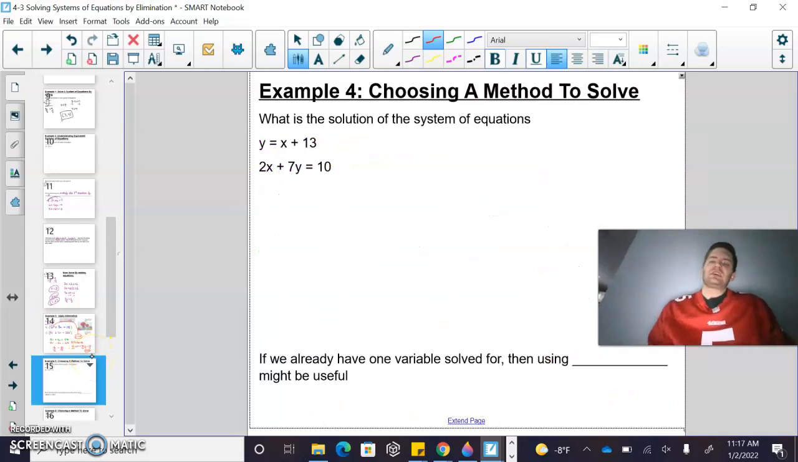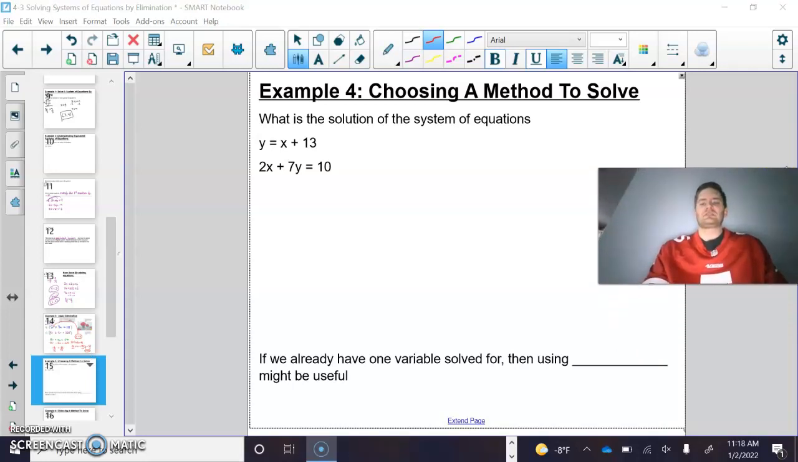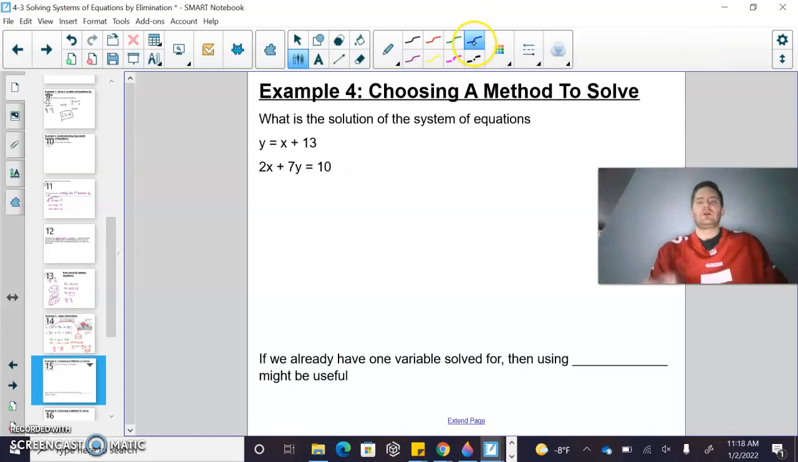Now, since we've reached the end of this, we can now go through and choose a method to solve. So we know how to solve by graphing, we know how to use substitution, we know how to use elimination. Now we've got to determine what's the solution to the system of equations. To determine which method would be the best one to use, sometimes you just have to look at the problem. Say for this one, if you already know you have one of the variables solved for, go ahead and use substitution.